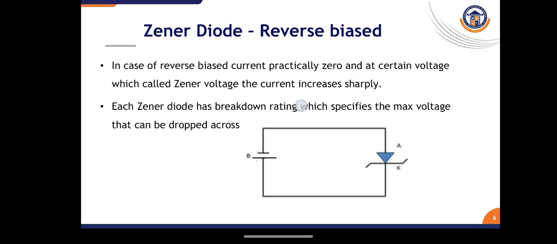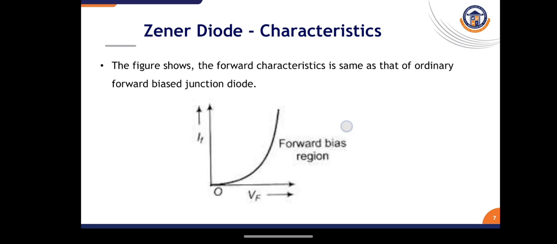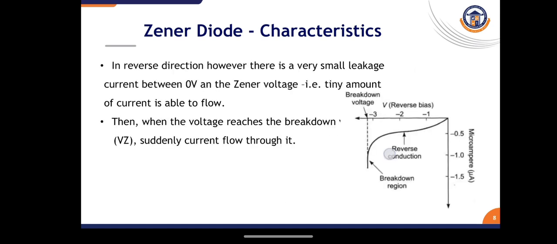So this is the Zener diode characteristics. The forward characteristics are the same as those of an ordinary forward bias junction diode. Whereas in the reverse characteristics, once the input reverse voltage exceeds the breakdown voltage, there will be a large current flow through the Zener diode. That is, the junction is said to break down at that voltage. So this is the characteristics of the Zener diode under reverse bias condition.